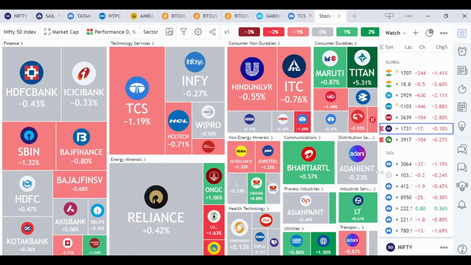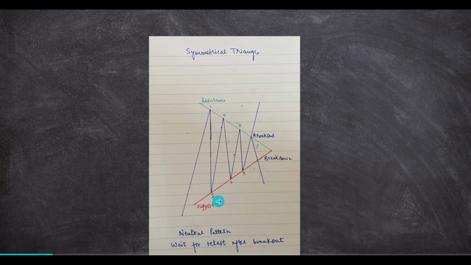Before starting, I would like to tell you that no pattern is 100% accurate and no pattern is correct every time. So we have to trade according to our risk management. The chart patterns just give us a view of the market, but to take a trade we need to have at least 2-3 confirmations, as I always say. So let's get started with the first pattern, which is the symmetrical triangle pattern.